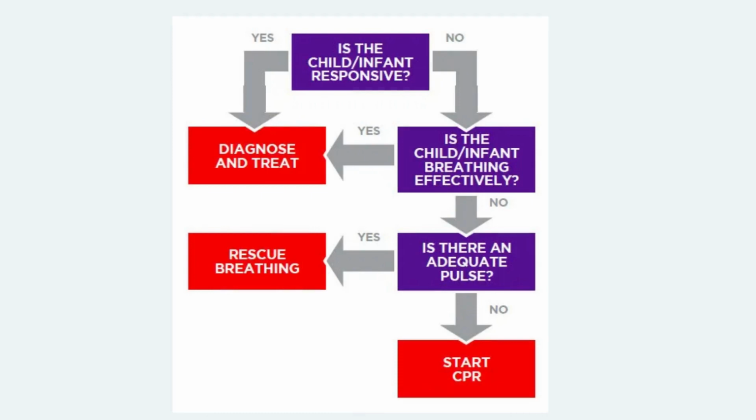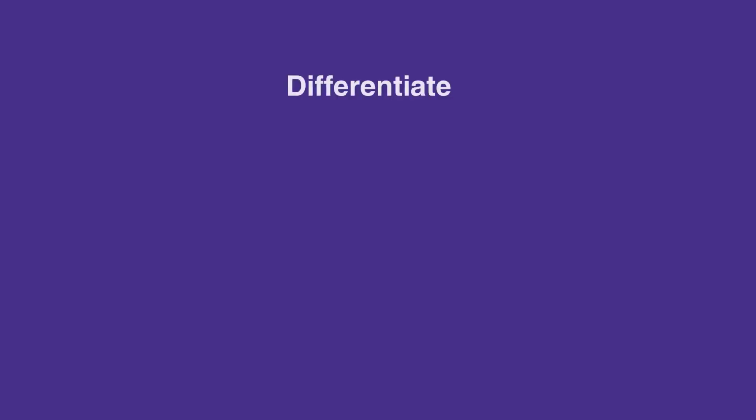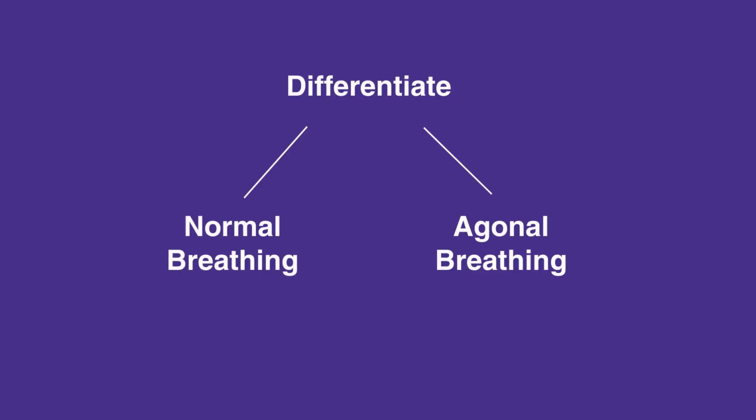When the child or the infant is experiencing poor perfusion and oxygenation, CPR manually takes over for the heart and the lungs. If they are still adequately maintaining perfusion and oxygenation but are unresponsive, then rapid diagnosis and treatment may be possible without CPR. It is important to differentiate normal breathing from gasping or agonal breathing.